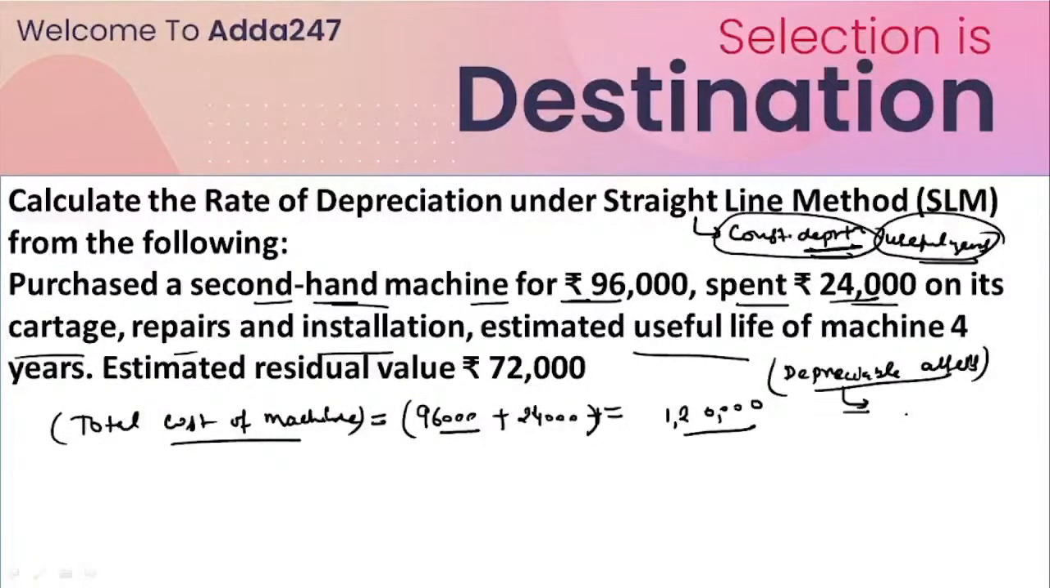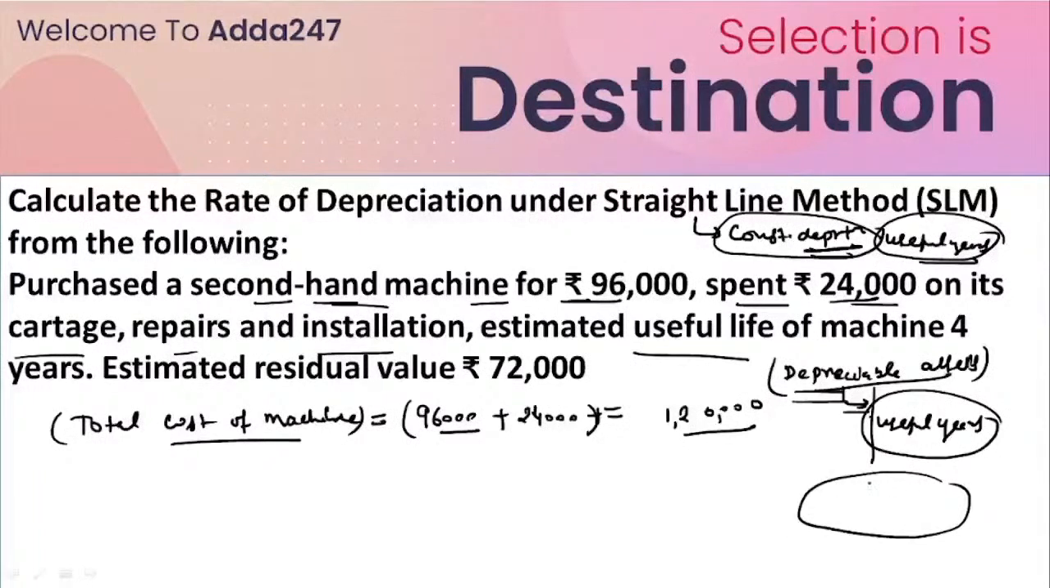Whenever we talk about depreciable assets, a useful life means the number of years till which this machine will work fine. So that is known as the useful years. And after the useful years, whatever cost of the asset remains is known as your scrap value, or say residual value. So this is known as your scrap value, or residual value.